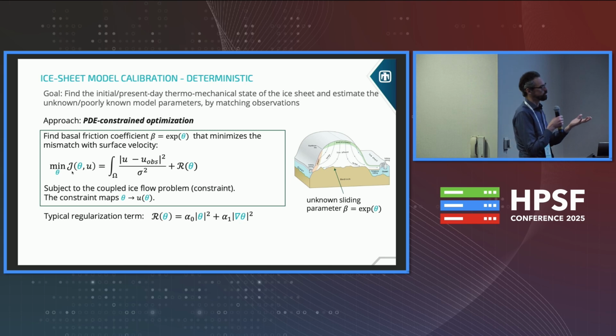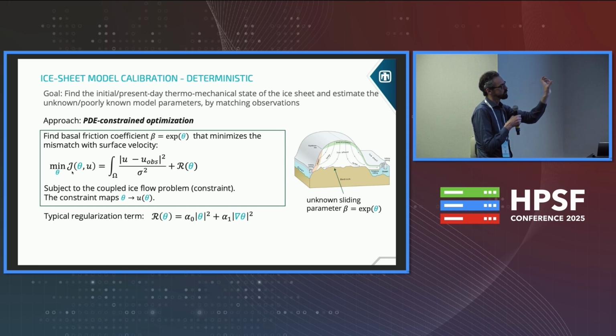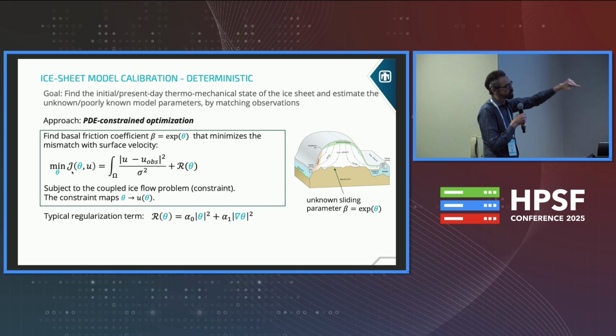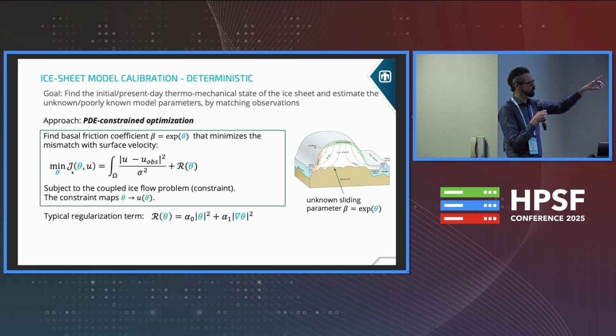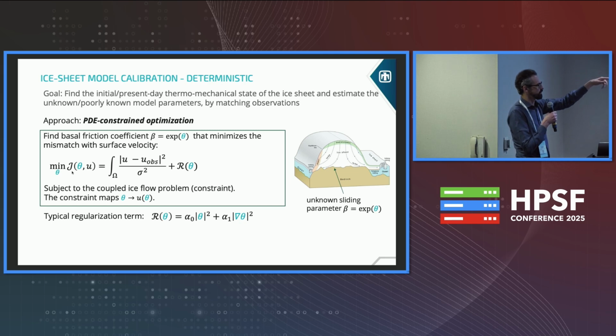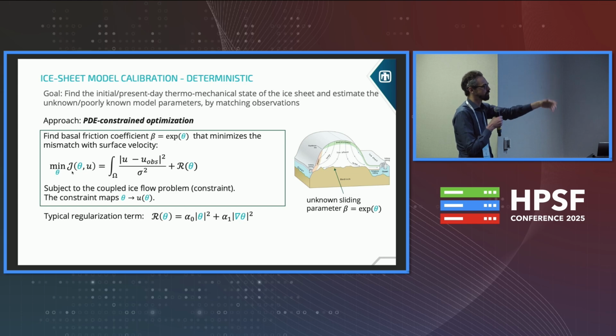And the way you estimate this parameter is to try to solve an optimization problem where you try to minimize the misfit between your solution U and the observations. So you try to minimize this misfit, and so to find the parameterization theta of your basal friction coefficient. And this is constrained to the flow problem. So in this case, it could be a Stokes-like kind of equation. So that's your constraint. You want your solution U to satisfy that equation, and you want to find the parameter that minimizes that misfit. Plus you have some regularization term.